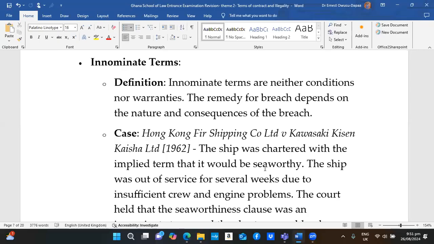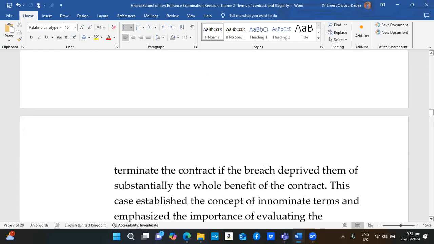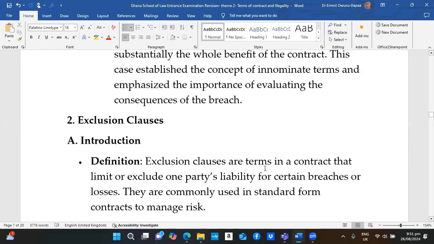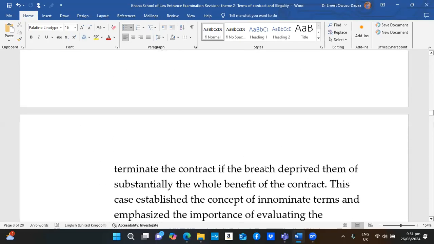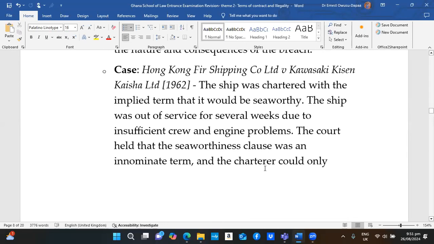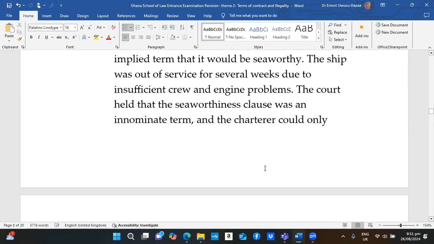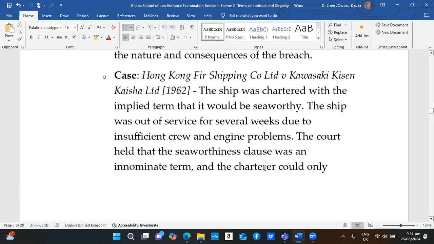On the other hand, if you weigh the breach and it is so insignificant in terms of the rights of the parties, in terms of the contract, then you give the innocent party remedies which are usually given for the breach of what they call a warranty, as it were. So please take note of that.